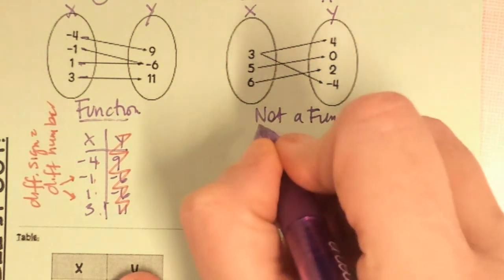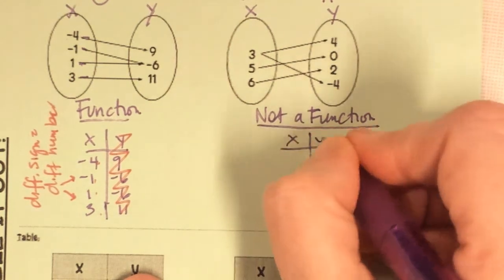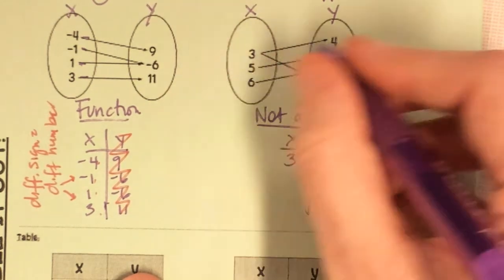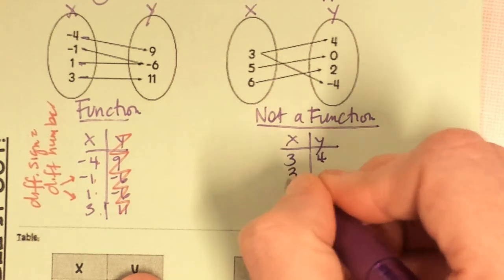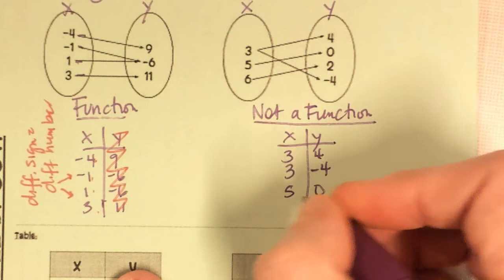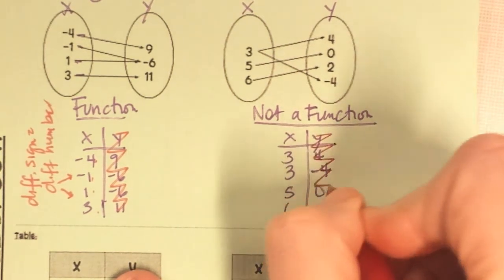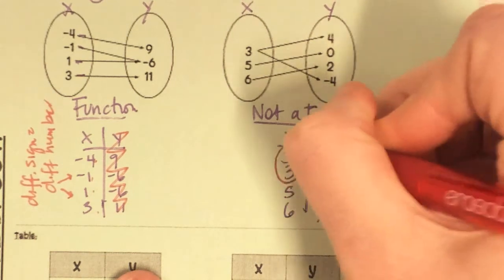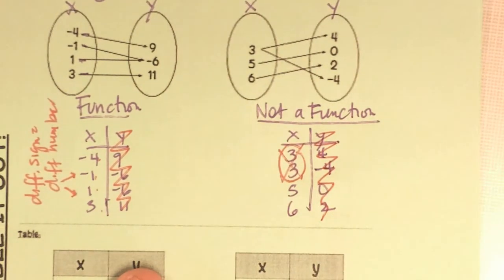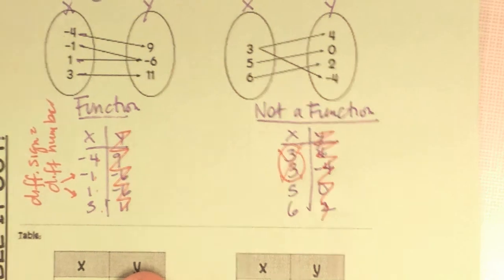Okay, this one is not a function. All right? So for this one, if I drew my little table, X, Y, I have 3 pointing at 4. I have 3 pointing at -4. I have 5 pointing at 0. I have 6 pointing at 2. And then I squiggle out my Y's. Well, uh-oh, look at that right there. I've got 2 3s that are the same. That means this is not a function. Two x's that are the same, it's not a function, okay?